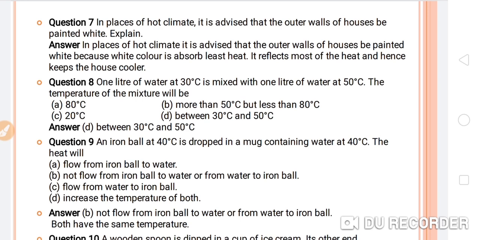Now students, come to the next question, that is question number 8. 1 liter of water at 30 degrees Celsius is mixed with 1 liter of water at 50 degrees Celsius. What will the temperature of the mixture be? Between 30 and 50 degrees Celsius. So that is the answer.